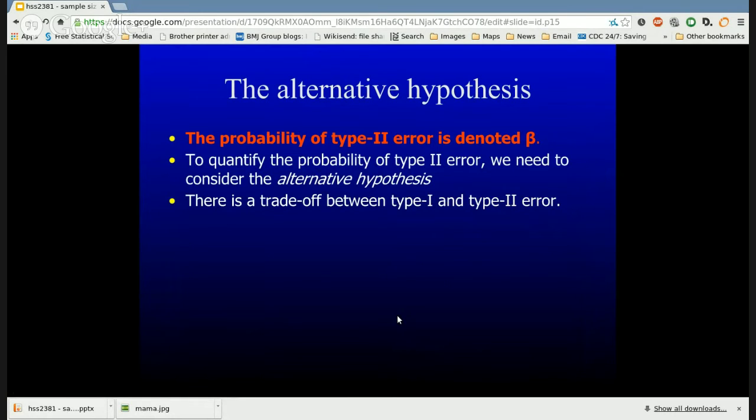Now let's talk about the type 2 error. So type 2 error is beta. Remember, type 1 was alpha. So when we talk about type 2 error, that in fact the drug type 2 error.